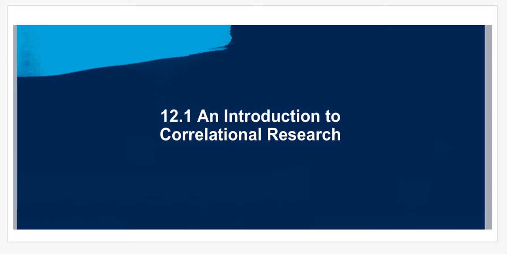So remember in chapter 6, to review, we talked about 5 basic strategies for investigating variables and the relationships between them. And we've talked about the first 3 already: experimental, non-experimental, and quasi-experimental. And the other 2 are correlational and descriptive. So this week we're going to talk about correlational.